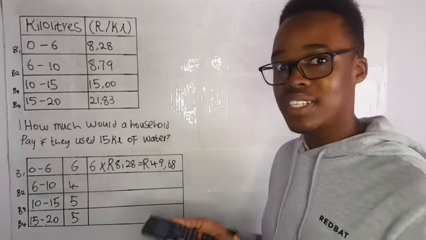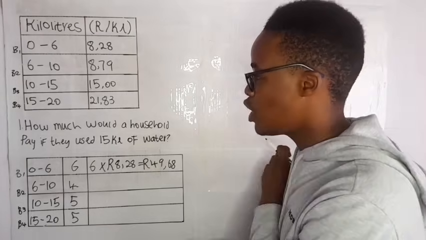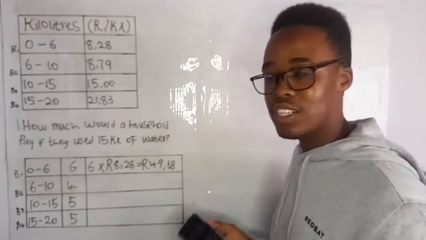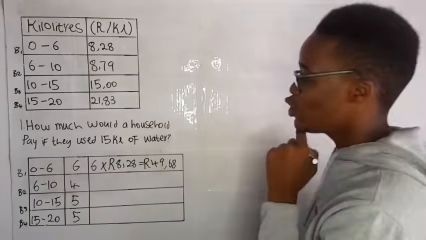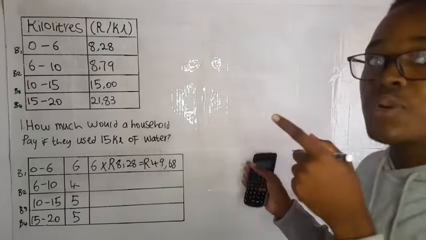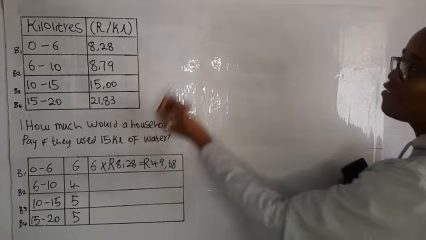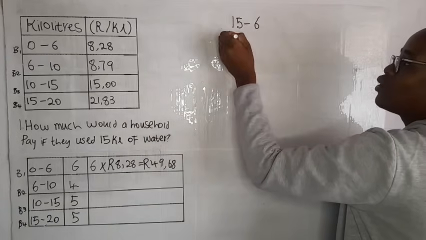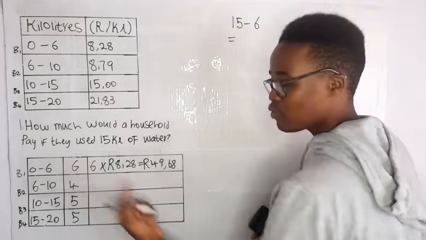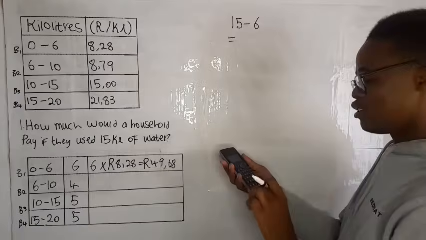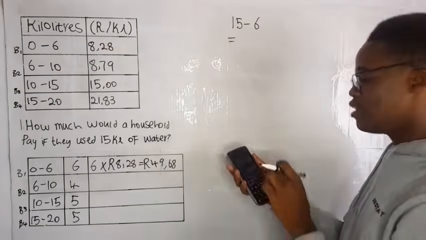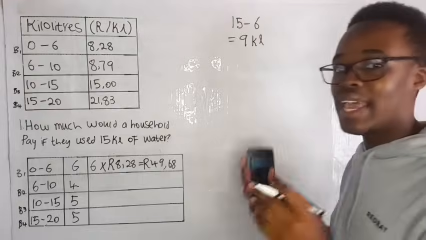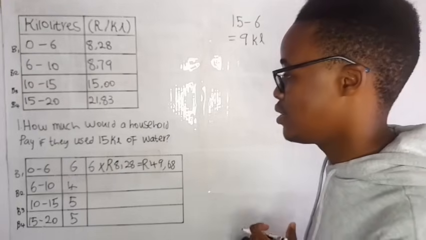You have already determined how much they're going to charge this household for the first 6 kiloliters of water they have used. So remember, somewhere on our scribbler we write 15 minus 6, because we've already found the amount for the first 6 kiloliters. It's 15 minus 6, which gives us 9. That means we're only left with 9 kiloliters to determine the price.